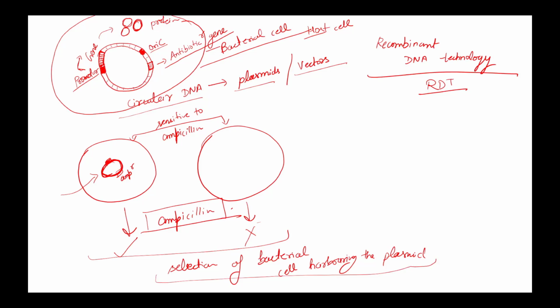So the cells which are not resistant, after taking up the plasmid, become resistant to those antibiotics, and the other cells which have not taken the plasmid won't survive. That's how we are able to select the particular cell which has taken our desired plasmid. So, ampicillin resistance gene. Other than that, this vector or plasmid also harbors a small site called MCS, or multiple cloning site.